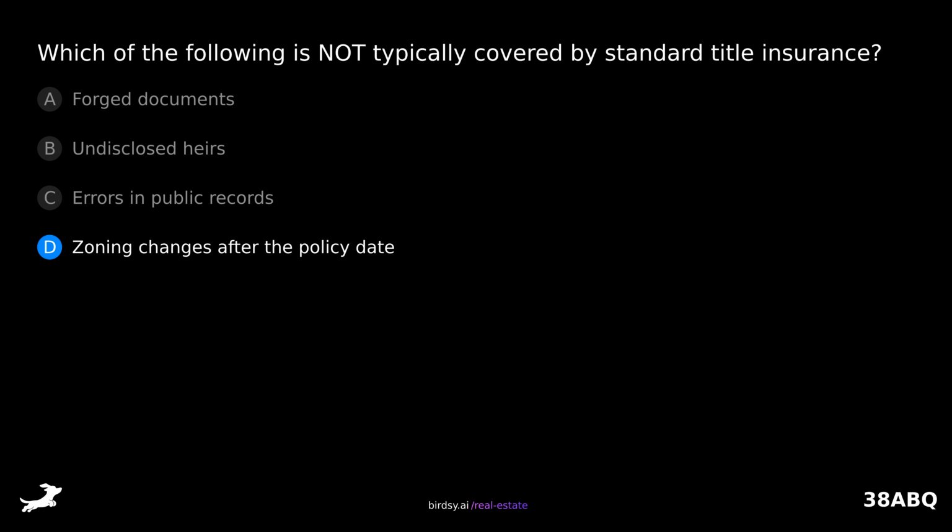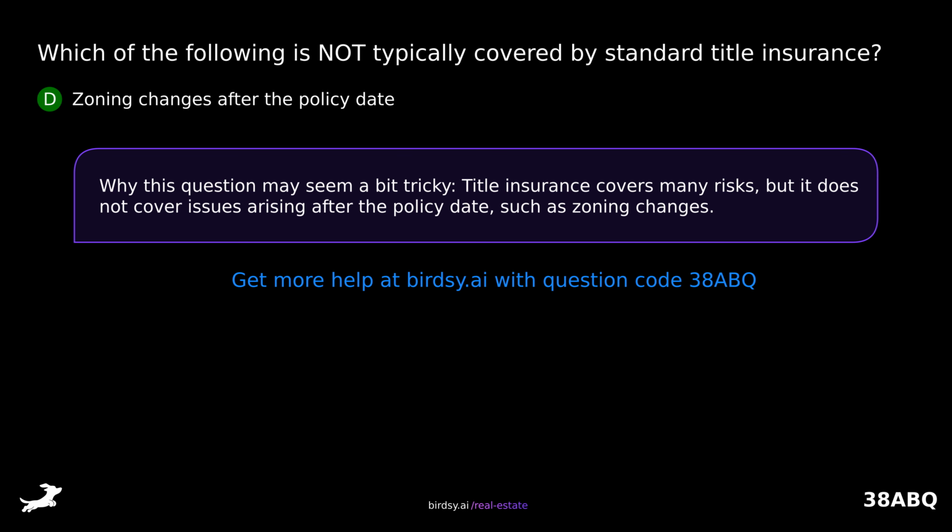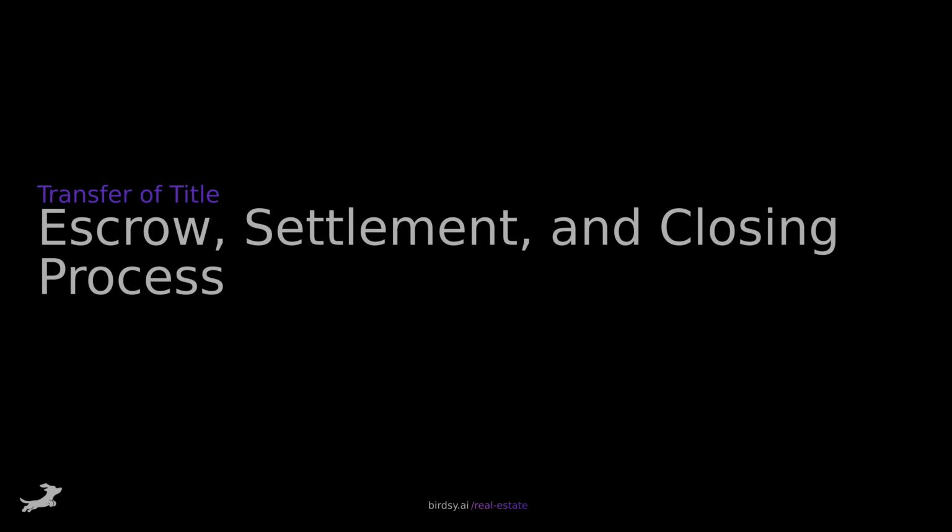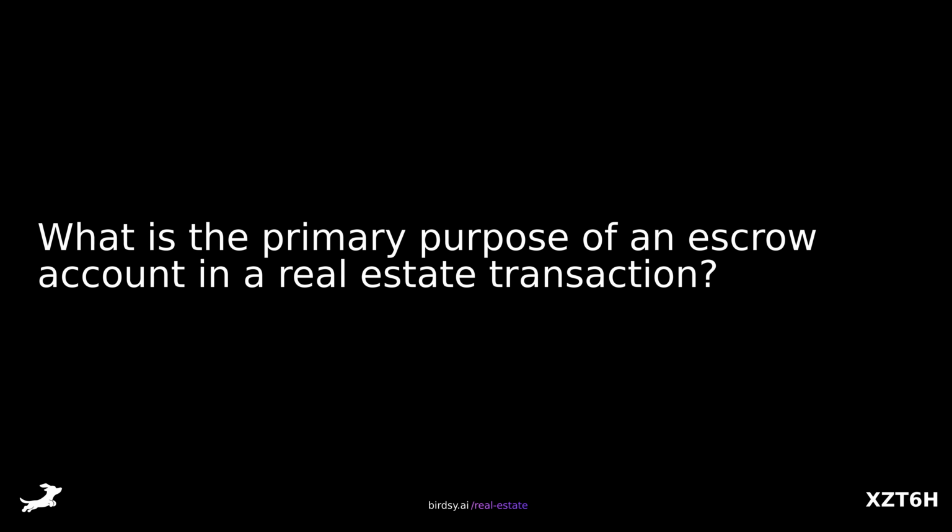Or D, zoning changes after the policy date? The answer is D, zoning changes after the policy date. Why this question may seem a bit tricky. Title insurance covers many risks, but it does not cover issues arising after the policy date, such as zoning changes. Escrow, settlement, and closing process. What is the primary purpose of an escrow account in a real estate transaction?